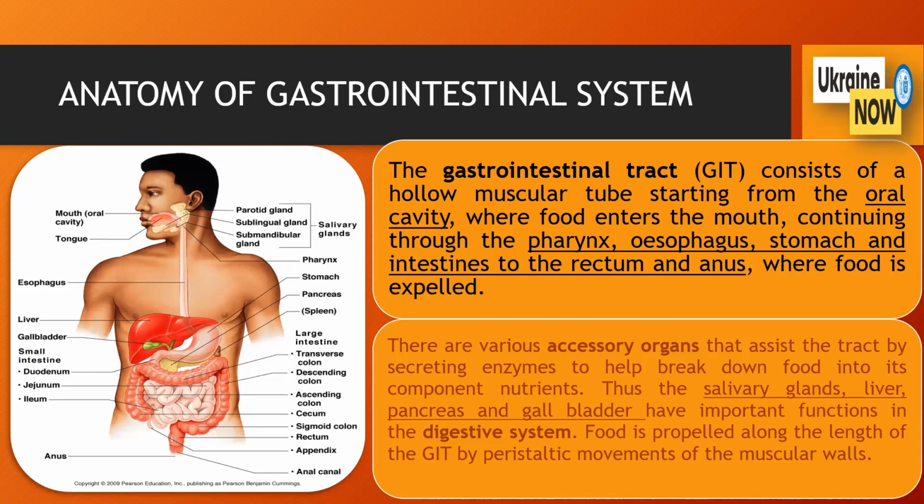There are various accessory organs that assist the tract by secreting enzymes to help break down food into the component nutrients. Thus, the salivary glands, liver, pancreas, and gallbladder have important functions in the digestive system. Food is propelled along the length of the gastrointestinal tract by peristaltic movements of the muscular walls.